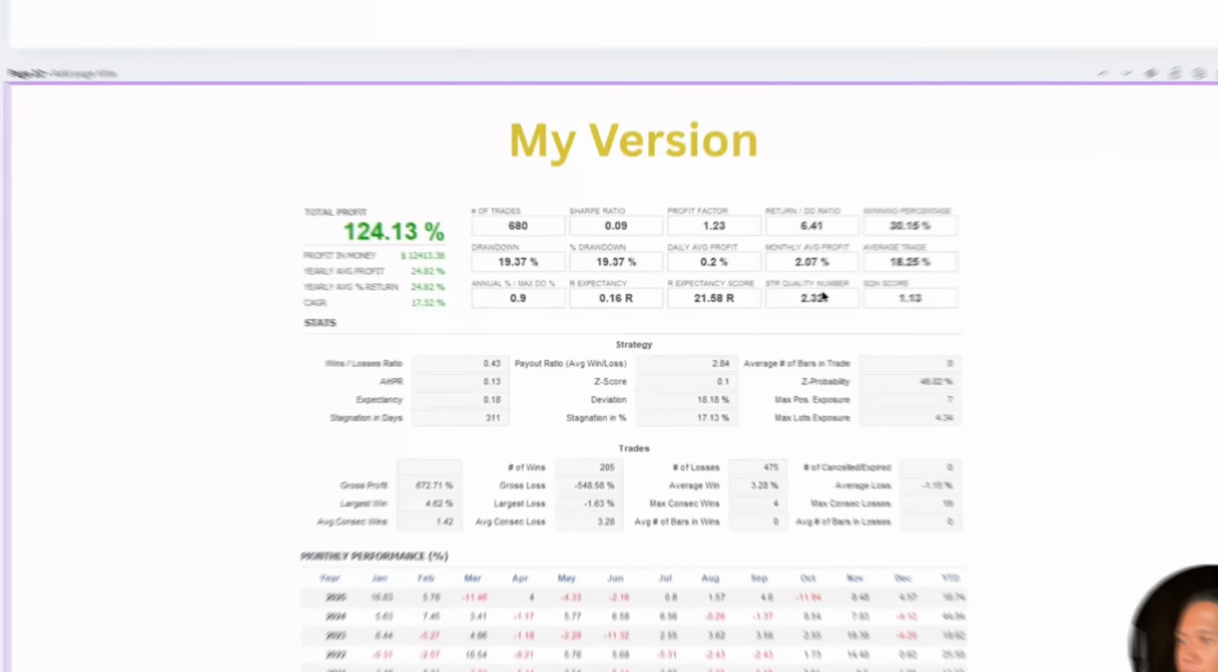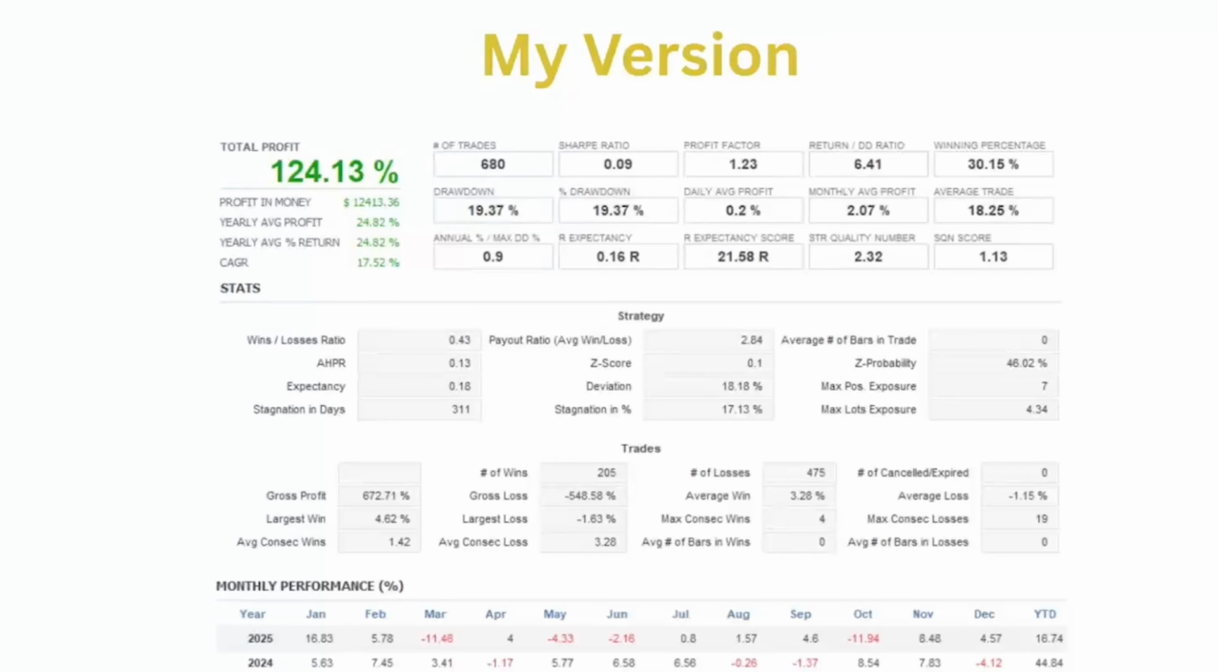Now, this is my version of the strategy. So you can see that the profit doubled from 52% to 124%. The profit factor we have now is 1.23, which is about 8% improvement from 1.14. The drawdown increased slightly, but it's okay since the profit went up by 100%.